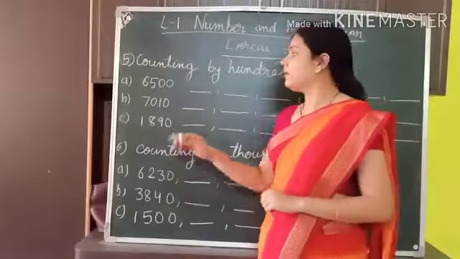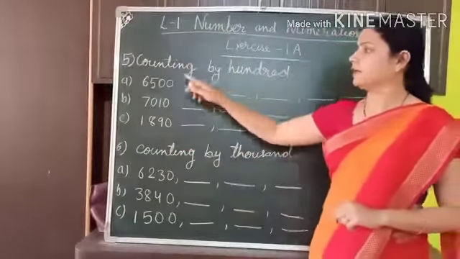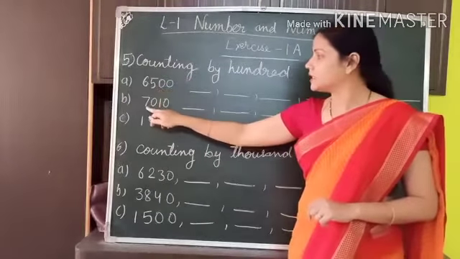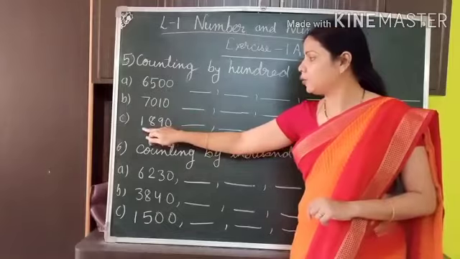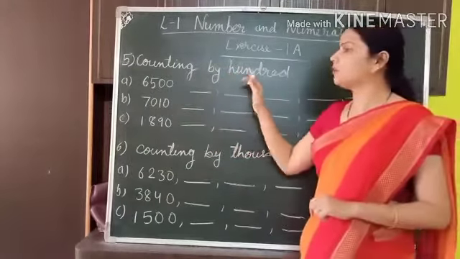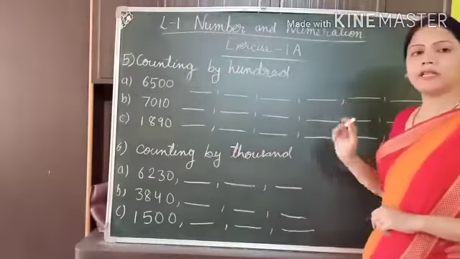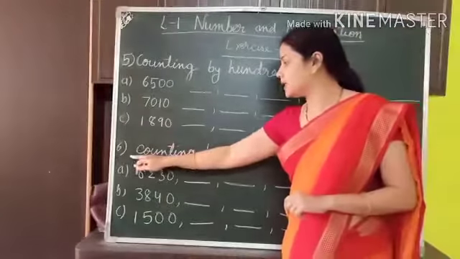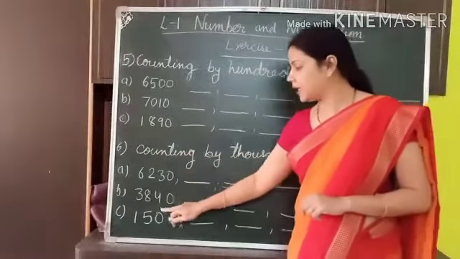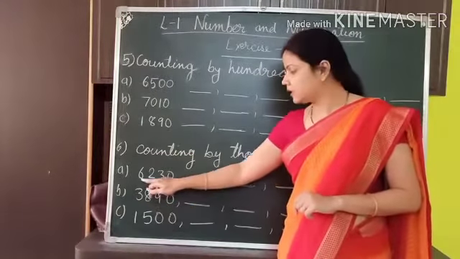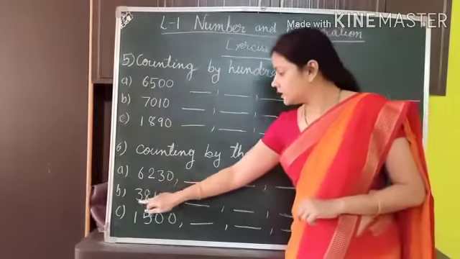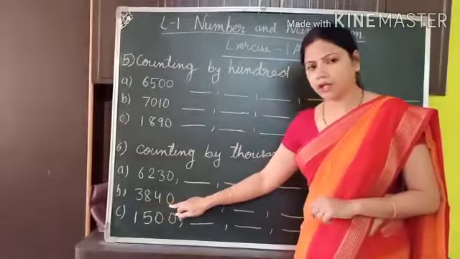Now, question number 5, counting by 100. 3 numerals I have written, 6500, 7010 and 1890. You have to do it counting by 100. You have to fill these blanks. And question number 6 is counting by 1000. Okay. Here again I have given three numerals that are 6230, 3840 and 1500.